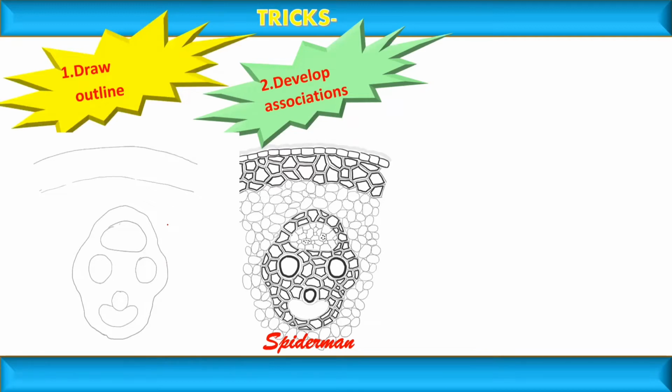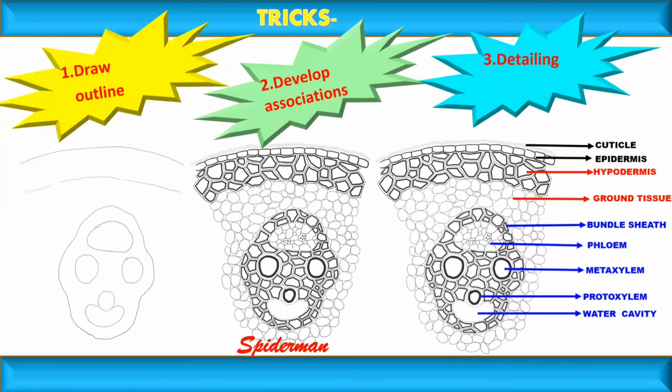The tricks to learn the diagram. First, draw the outline. The outline comprises two arcs which run parallel to each other, followed by a face. So most of them remember the human skull, but many of them remember it as a Spider-Man's mask. You can see it there. It has got two eyes, one tiny nose corresponding respectively to the metaxylem and the protoxylem. There is also a mouth and then the brain. So if you remember the Spider-Man analogy, definitely you can crack the code very easily. Also at the end of it, do the right kind of labeling, starting from the cuticle to the water cavity, which is formed by the crushed protoxylem.